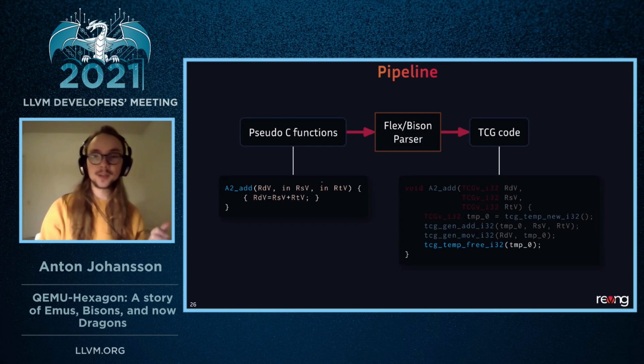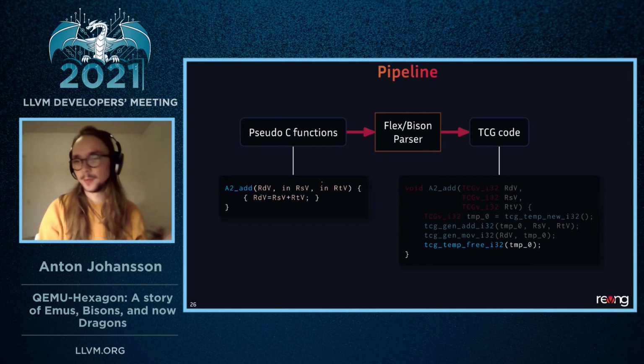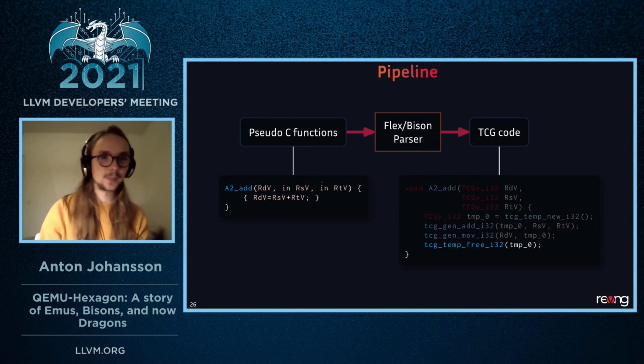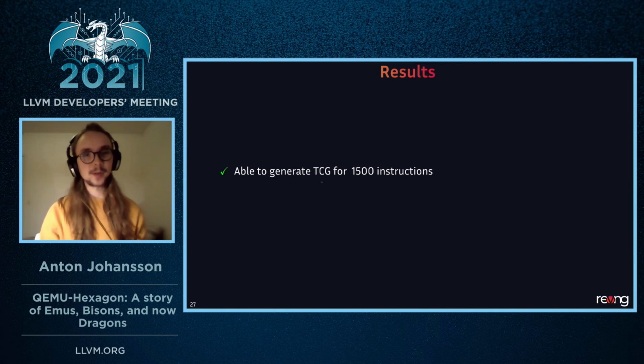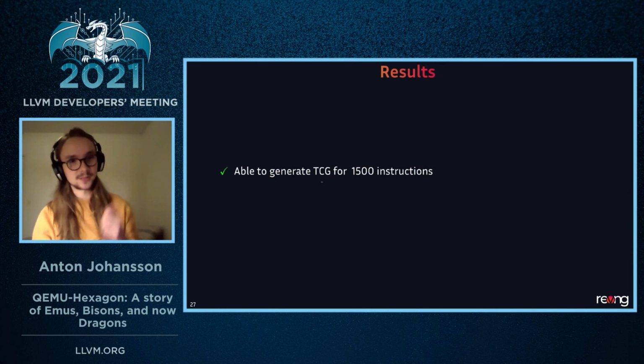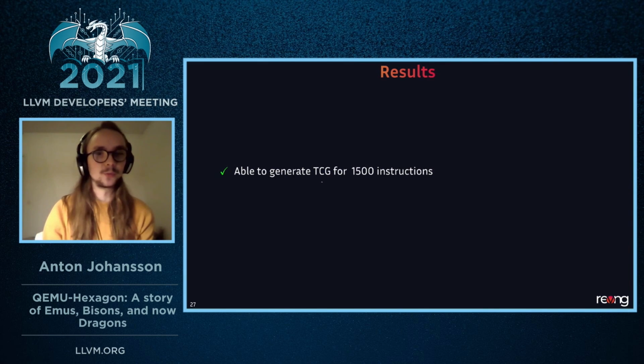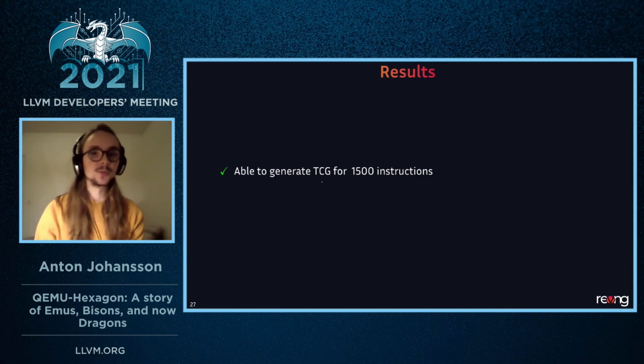So in TCG, you also have to explicitly free stuff, like in C. This is something that will come up a bit later. Now, I'll briefly want to summarize the results of our first attempt here, which is, well, on the positive side, we were able to generate TCG code for around 1,500 instructions, which is really, really good.